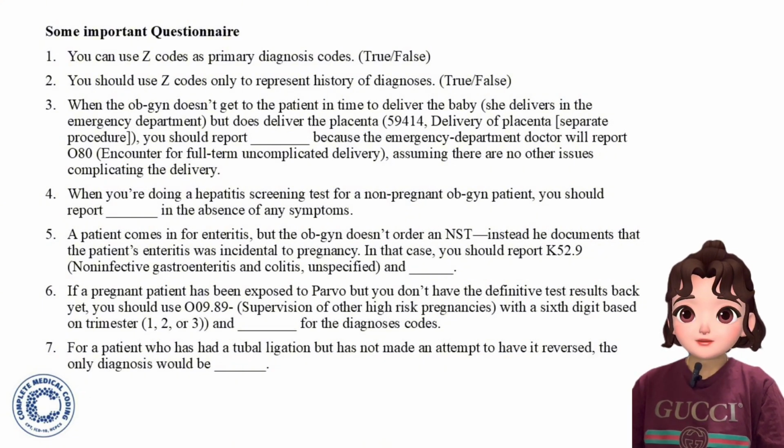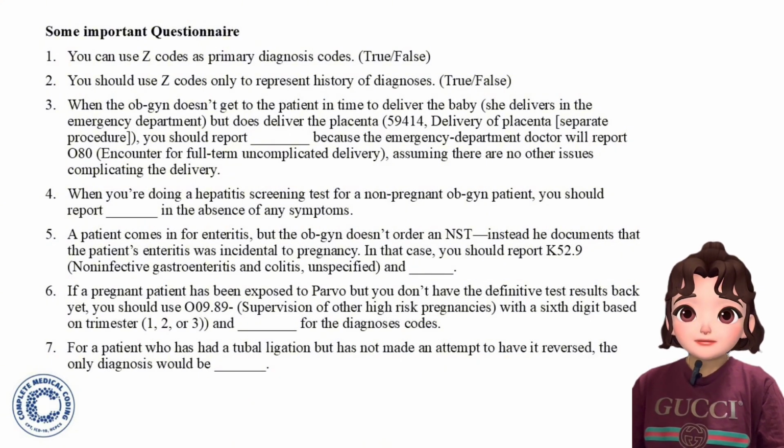Fourth question. When you are doing a hepatitis screening test for a non-pregnant OB/GYN patient, you should report dash in the absence of any symptoms. Fifth one. A patient comes in for enteritis, but the OB/GYN doesn't order an NST. Instead, he documents that the patient's enteritis was incidental to pregnancy. In that case, you should report K52.9, which is non-infective gastroenteritis and colitis unspecified, and dash.